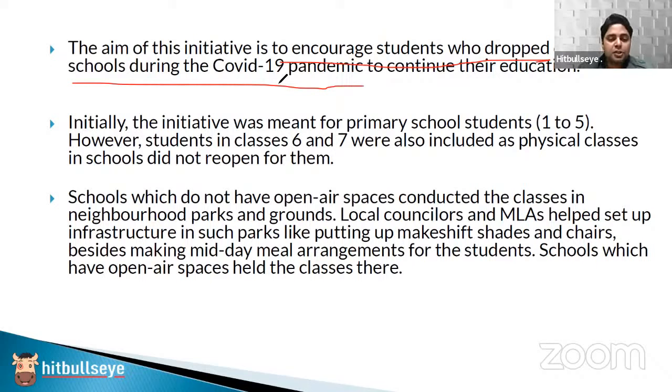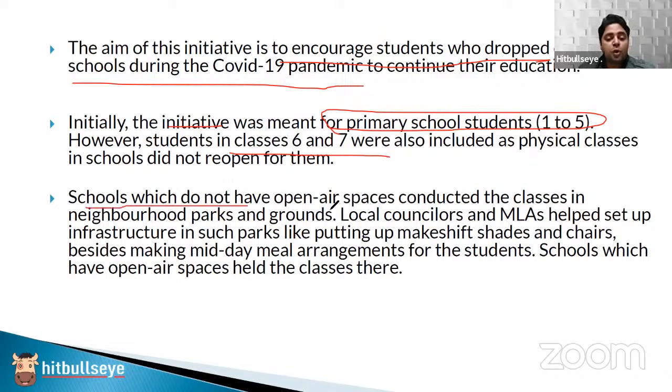So this is one such initiative where those students who had to drop out because of COVID-19 and could not afford digital education are being brought into the educational fold once again. The initiative initially was only for primary school students from first to fifth standard, but now the students of class 6 and 7 have also been included.